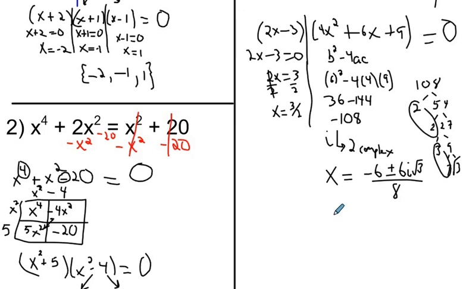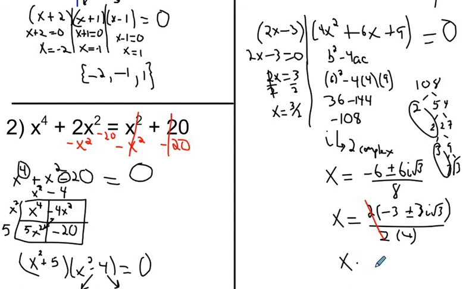And then we're going to break that down by factoring out a common 2 in the top, so I can take out a 2 in the top, which gives me negative 3 plus or minus 3i root 3. And on the bottom, I have 2 times 4, and the 2's cancel. And that gives me my two imaginary answers.